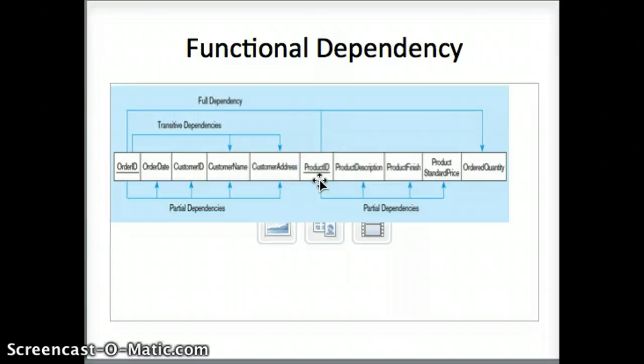Next, the transitive dependency in this example is the order ID, customer name, and customer address. Both customer name and address are uniquely identified by customer ID, but customer ID is not part of the primary key. Transitive dependencies create unnecessary redundancy that may lead to the type of anomalies.